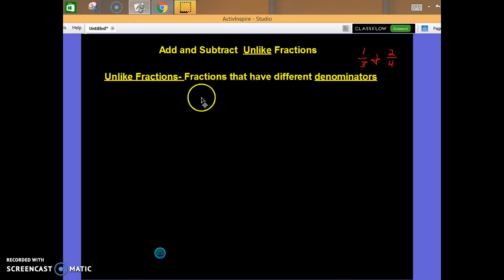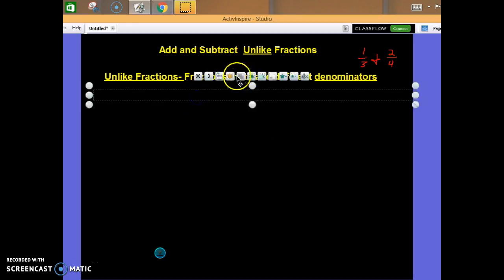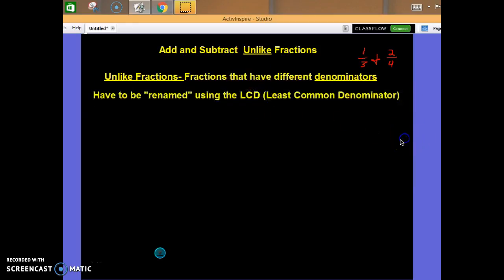And when we add or subtract unlike fractions, the first thing we need to do is rename these fractions using the least common denominator. We need to find out what multiple the 3 and the 4 have in common. We need to rename these fractions before we can add or subtract. So let's start off with an example.